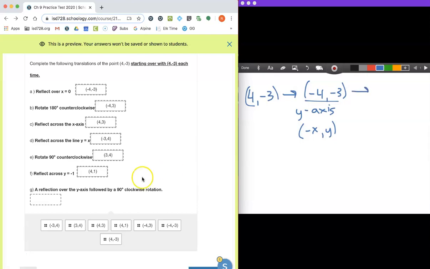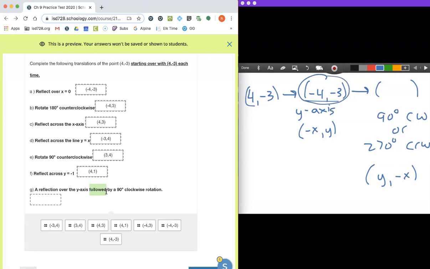I'm going to do that followed by something else, followed by a 90 degrees clockwise rotation. So over here, I'm supposed to go 90 degrees clockwise, which is the same as 270 degrees counterclockwise. So what that means for us, the rule, we reverse them, but we take the opposite of what x was. So I'm doing that rule to my second term right here. So I'm taking the opposite of x, so the opposite of negative 3 is 3.